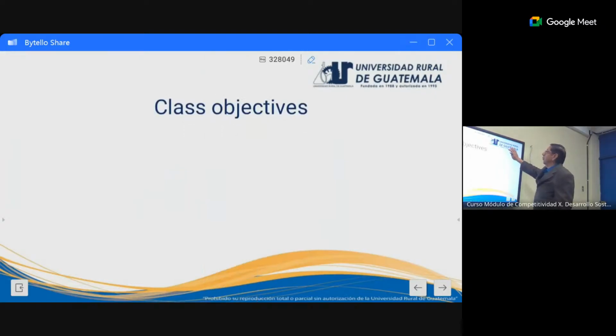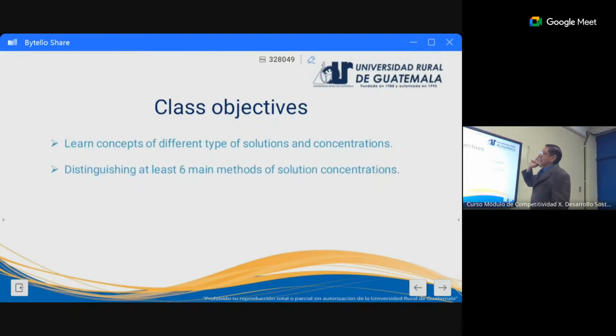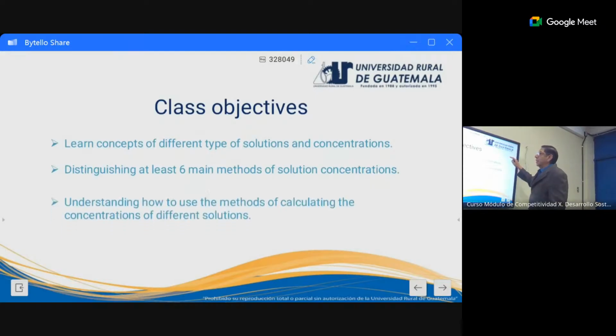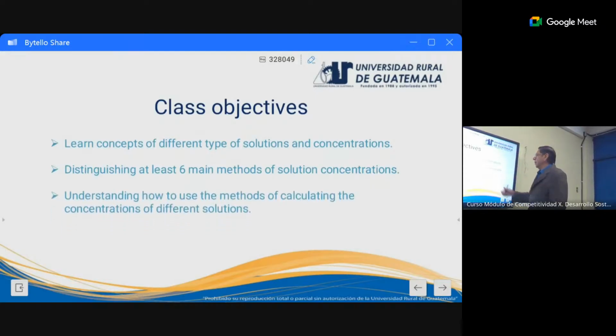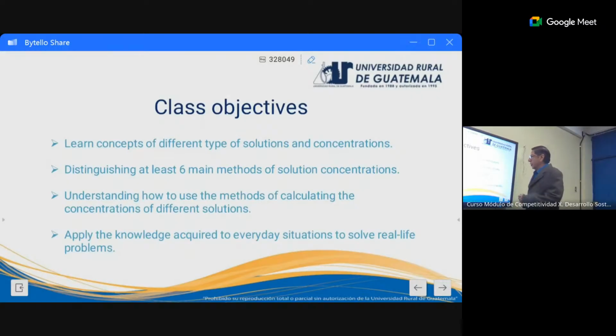Now let's continue with our class objectives for today. The first one, that is to learn concepts of different type of solutions and concentrations. The next one, that is distinguishing at least 6 main methods of solution concentrations. Then understanding how to use the methods of calculating the concentrations of different solutions. Now the last one, apply the knowledge acquired to everyday situations to solve real-life problems.